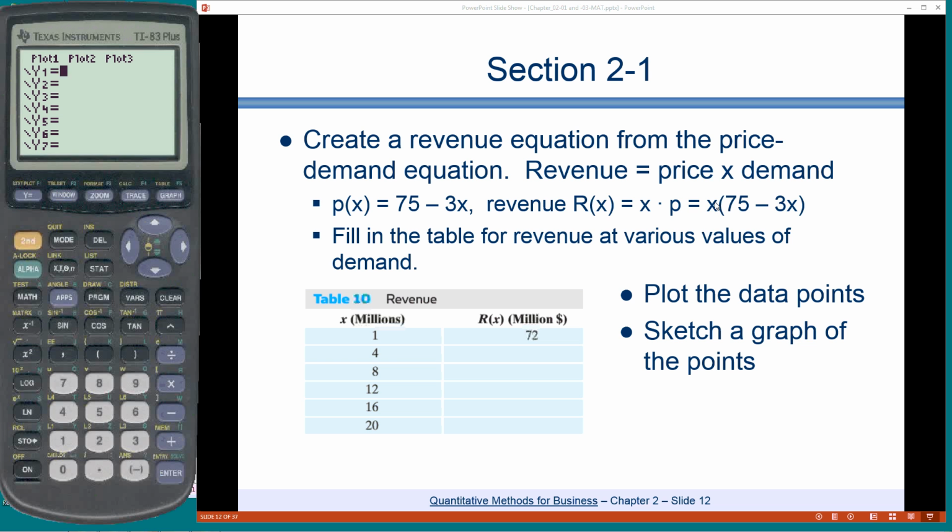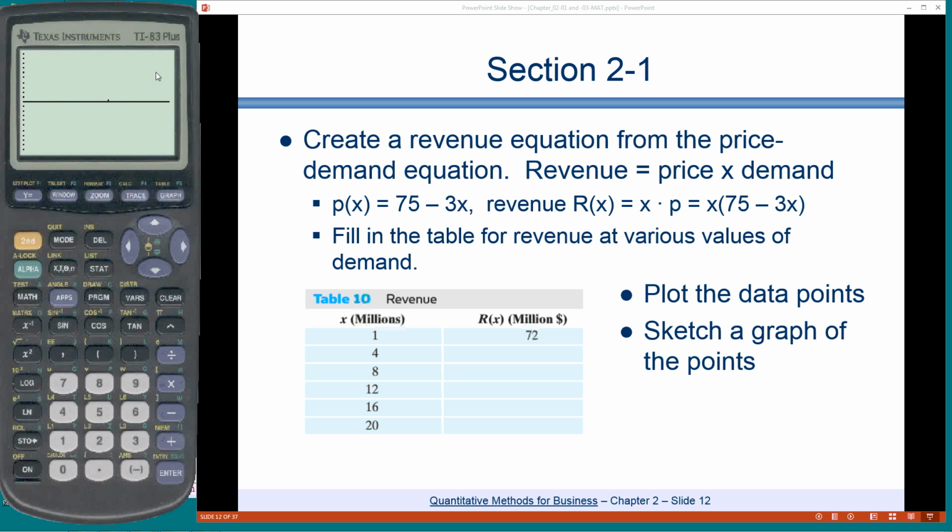So I need to put this revenue function, x times 75 minus 3x, in. To get an x, you use this x-t-theta-n button here. So x, open parentheses, 75 minus 3, and again, I use this button here for my x again. And there's my revenue function. It's in y1. I want to see a plot of this, so I'm just going to hit the graph button.